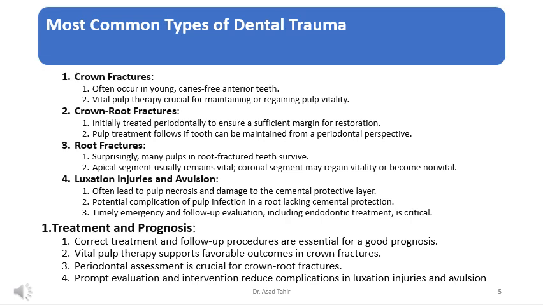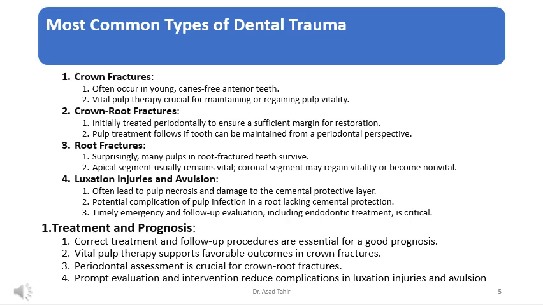Root fractures. Surprisingly, many pulps in root fractured teeth survive. The apical segment usually remains vital, while the coronal segment may regain vitality or become non-vital. Luxation injuries and avulsion often lead to pulp necrosis and damage to the cemental protective layer. There is a potential complication of pulp infection in a root lacking cemental protection. Timely emergency and follow-up evaluation, including endodontic treatment, is critical.